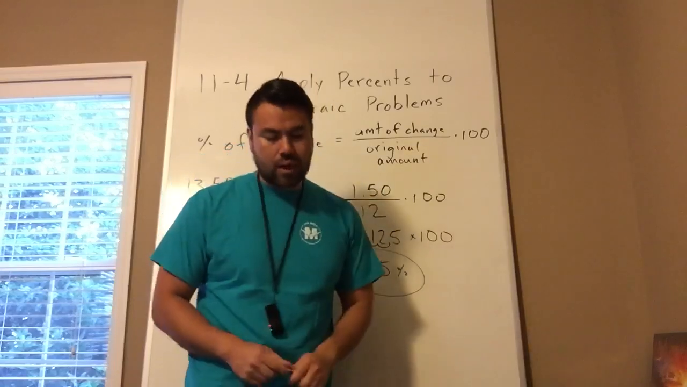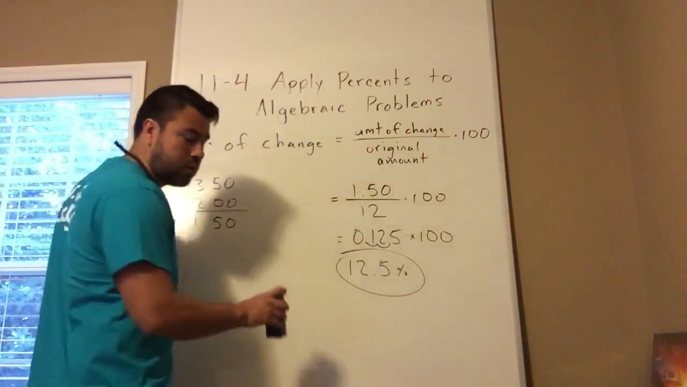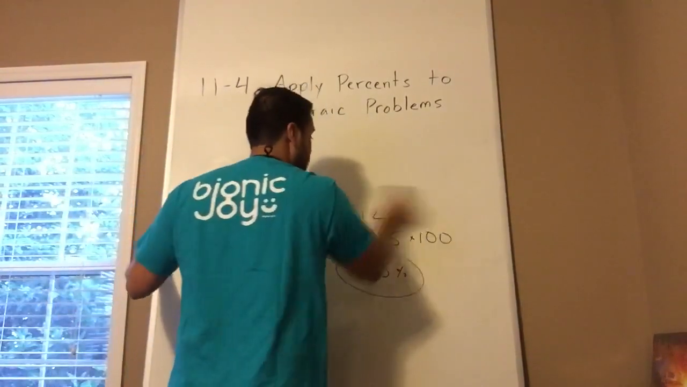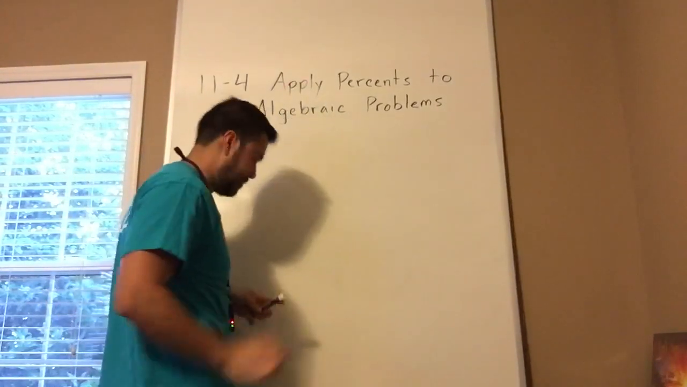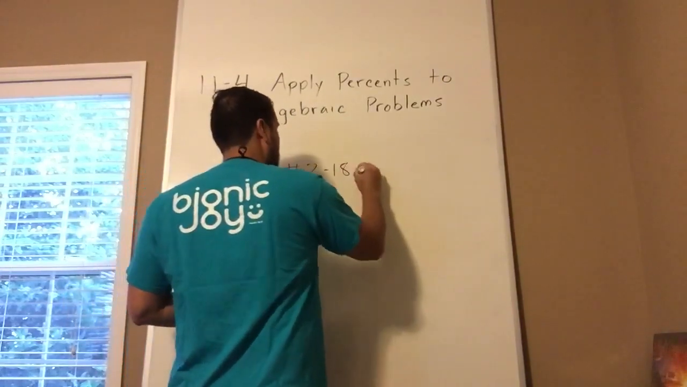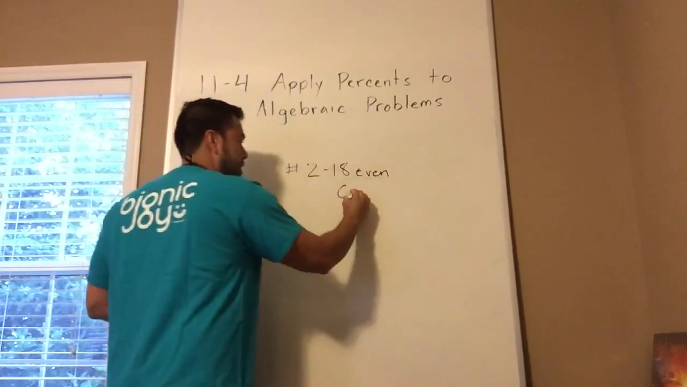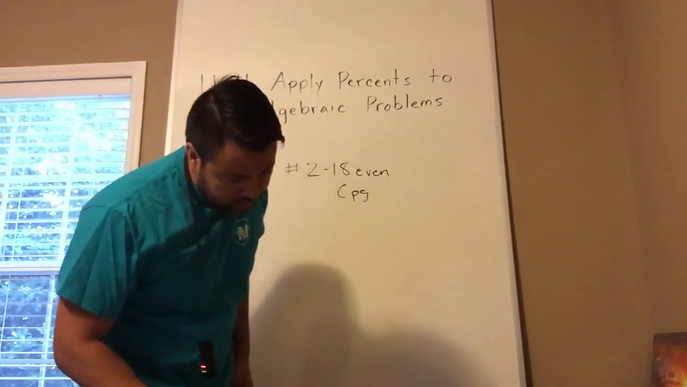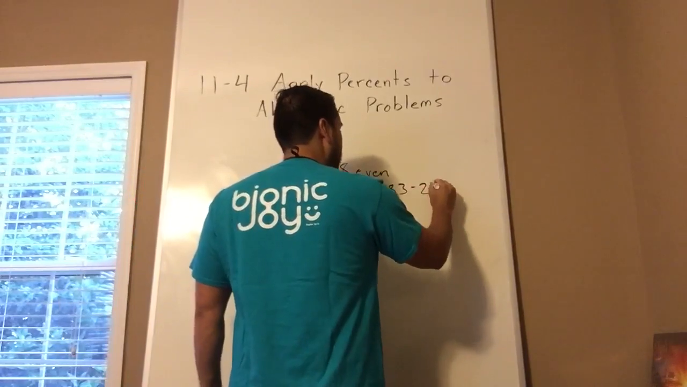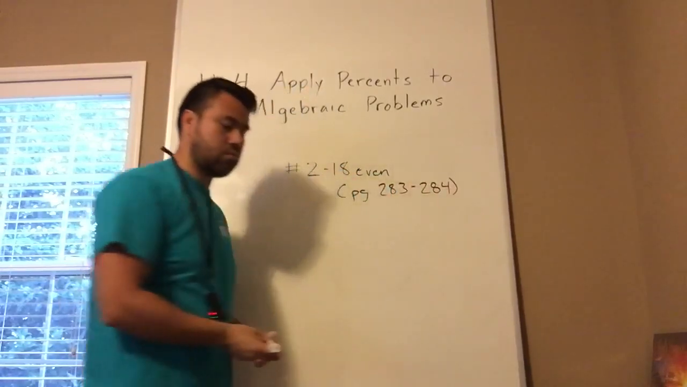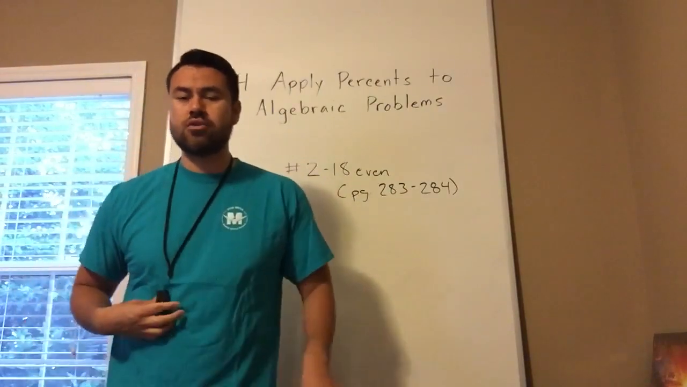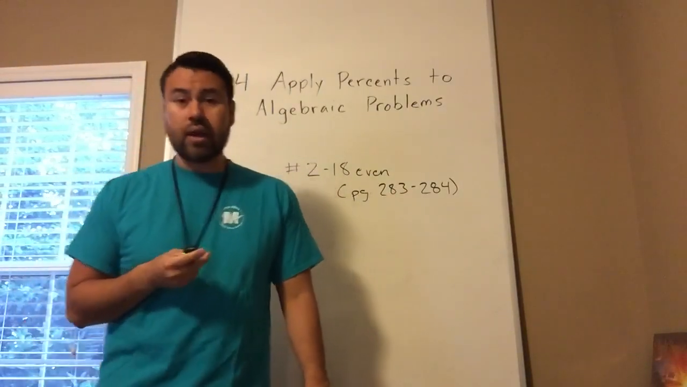Yep, and you're going to do numbers 2 through 18 even. That's going to be found on page 283, 284. And I'll have a Zoom session if you have any questions. It's optional, so make sure that you check that out if you're having issues. Okay, so there's your homework.